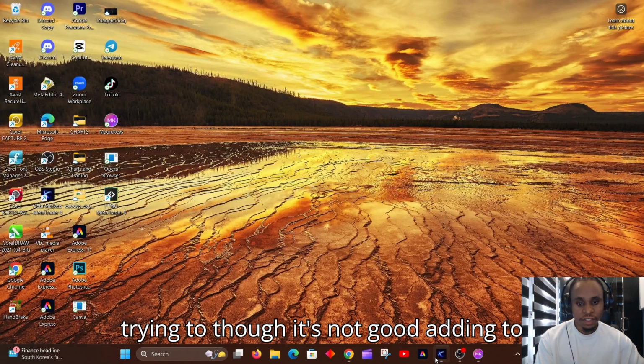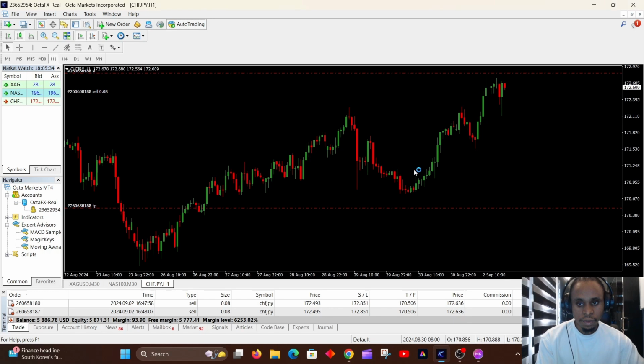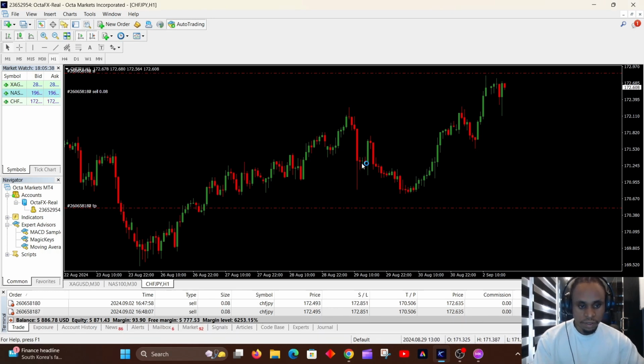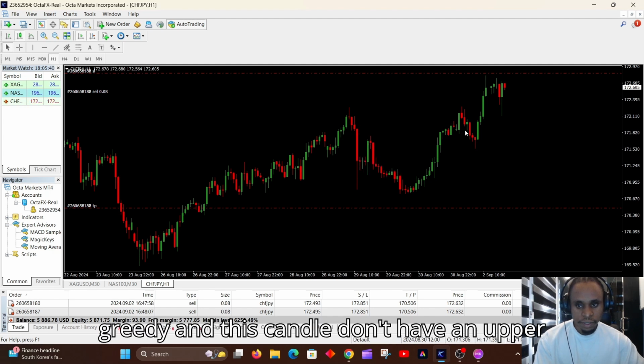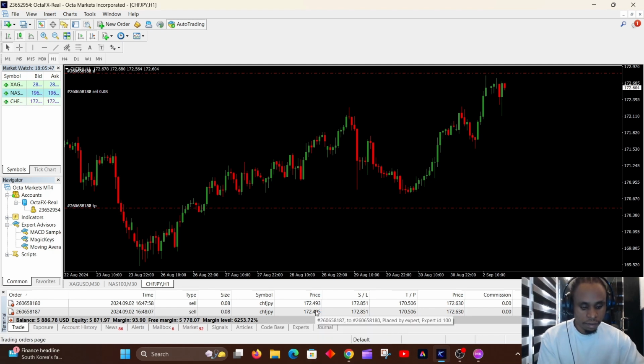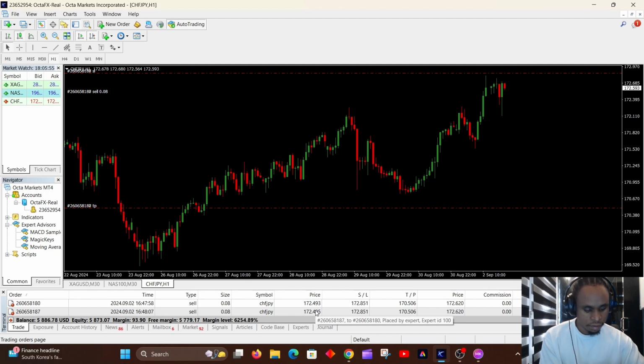Trying to, though it's not good adding to your losses, but I don't know why I'm feeling greedy. I think Elliott Waves is trying to make me greedy, and this candle doesn't have an upper wick. I'm trying to put on my, I think my magic key is okay, it's still alive.